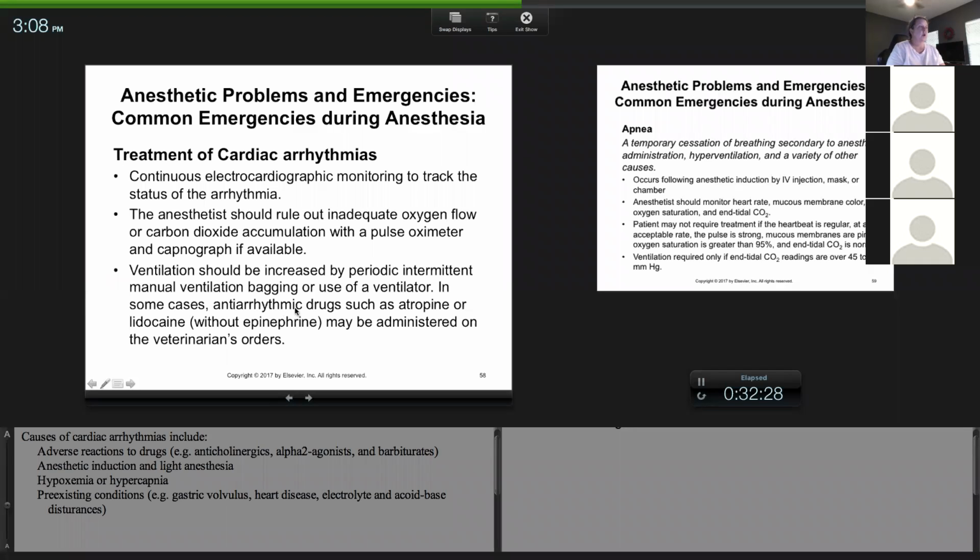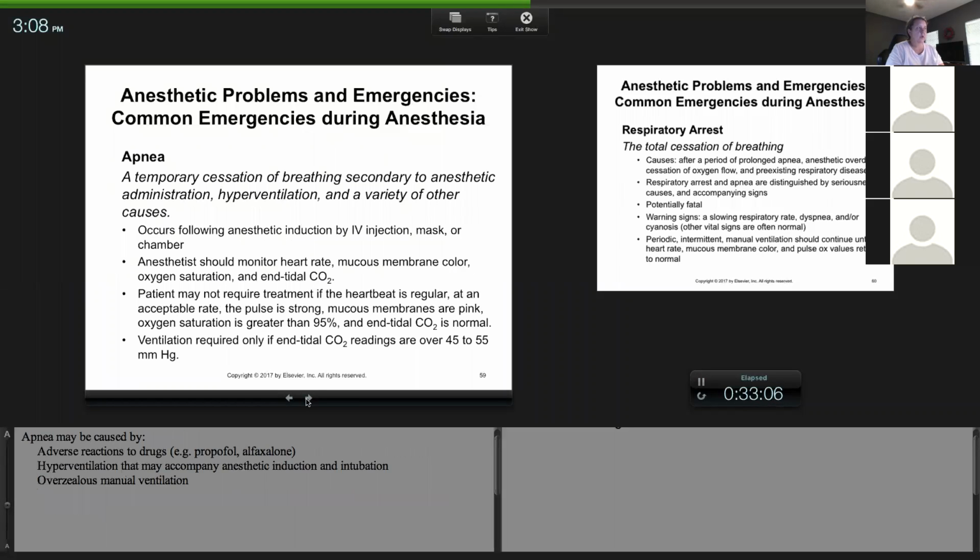Okay? So there are drugs. Atropine is not an anti-arrhythmic drug. Well, I guess it does treat heart block. But atropine or lidocaine can be given. And again, lidocaine without epinephrine. Now, most of the time in your crash boxes, the lidocaine in there should be without epi. Remember, though, I talked in local blocks, you can buy lidocaine with epinephrine added, but you would not use that for an emergency.